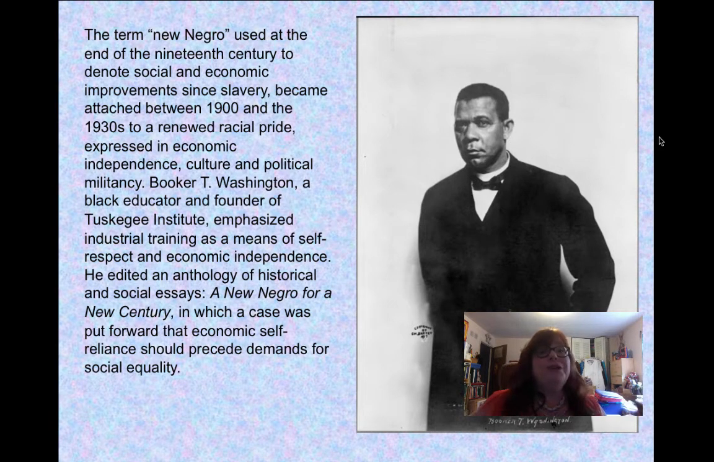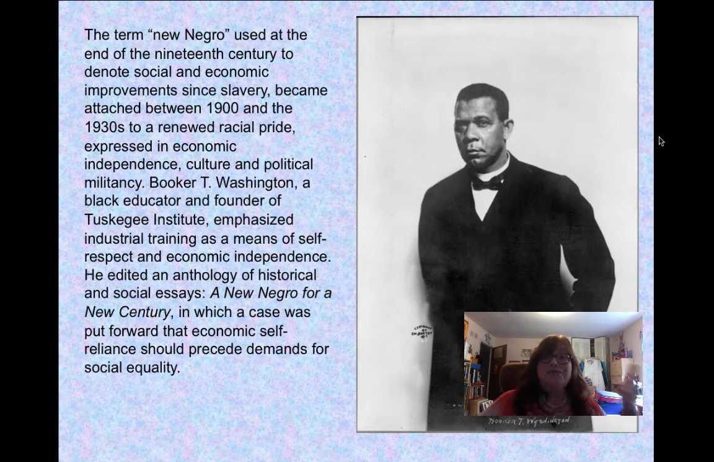So, this New Negro idea is used at the end of the 19th century and moves into the 20th to show social and economic improvements since slavery. And it shows us a new racial pride, and that is expressed in economic independence, culture, and political militancy.